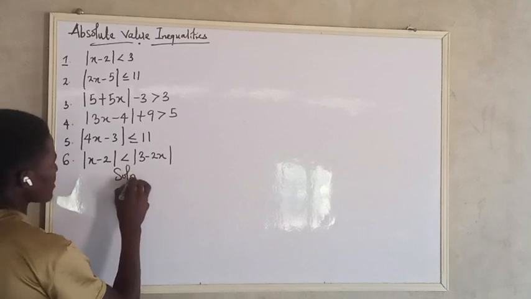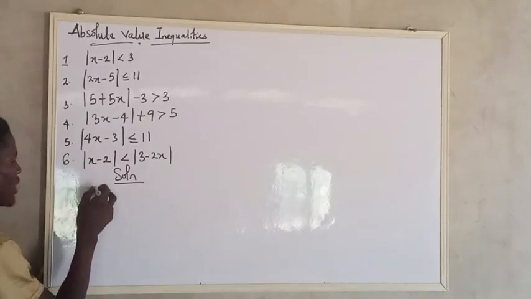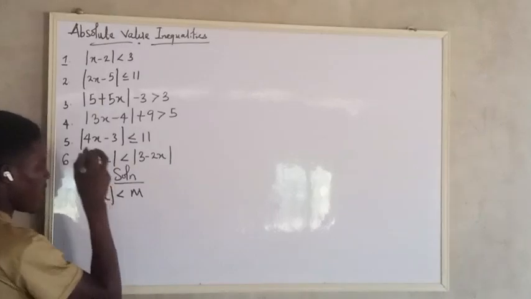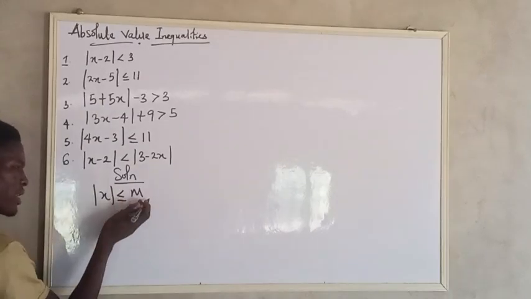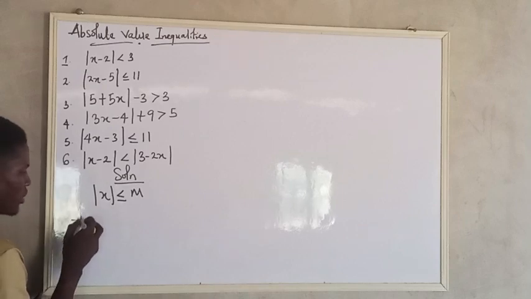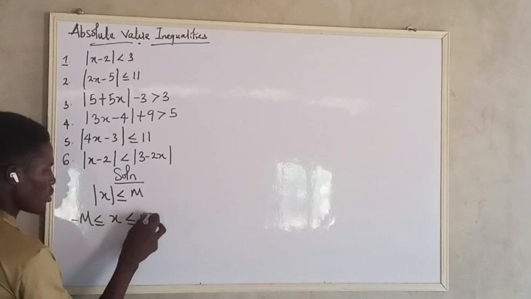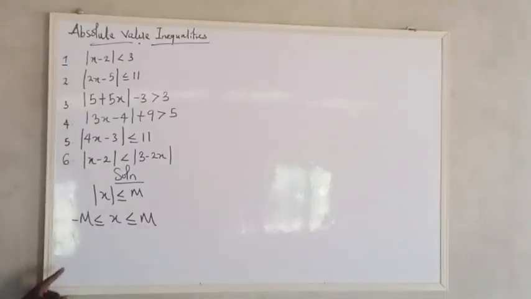The first thing you have to know is that it is in the form of the absolute value of x less than m, or less than or equal to m. If you have something like this, you just have minus m less than or equal to x less than or equal to m. It is a rule that we need to apply.